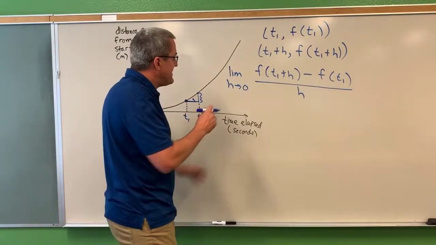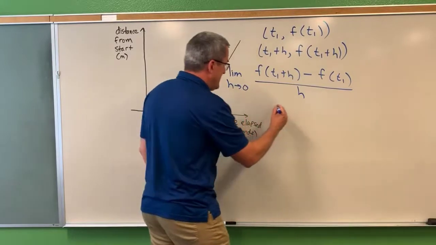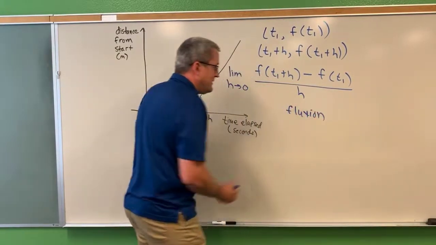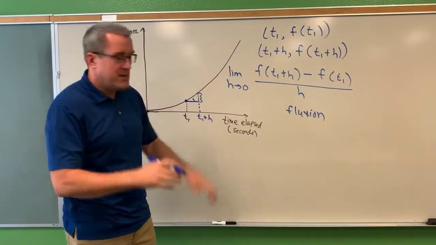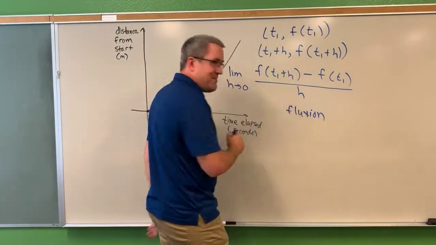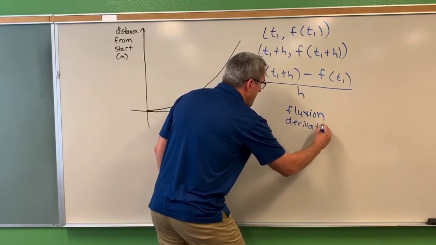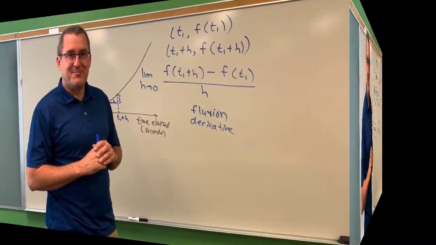And when we do that, this idea was called several things historically. Isaac Newton called it the fluxion. And I think it was coming from the word flux, fluctuate, change. We don't really call it that much anymore. We now call it a derivative, or we call it the instantaneous rate of change.